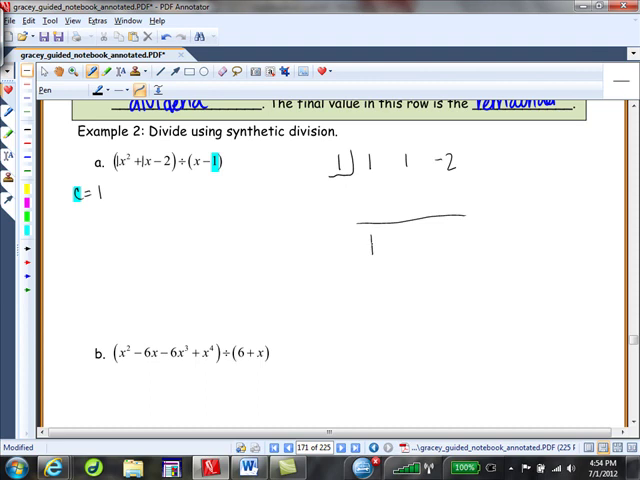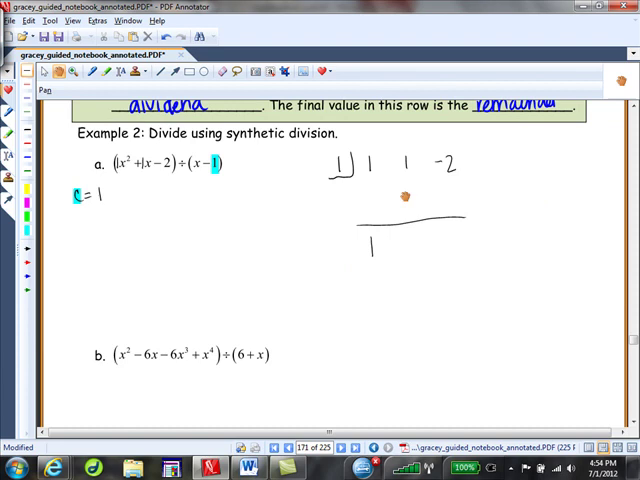Then this one drops down here. Now we start the multiplications and additions. 1 times 1 equals 1, and we write it right here. Then we add 1 plus 1, and we get 2. I'm going to put a little line where the constant was. That's going to be your remainder. Again, we do the multiplication: 2 times 1 is 2.